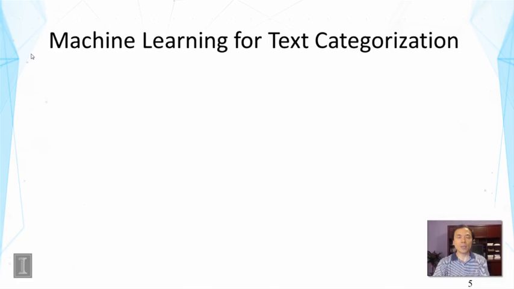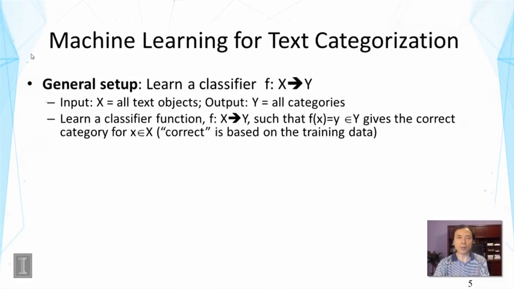to make a judgment. So when we use machine learning for text categorization, we can also talk about the problem in the general setting of supervised learning. So the setup is to learn a classifier to map a value of x into a value of y. Here x is all the text objects and y is a set of categories. So the classifier would take any value in x as input and generate a value in y as output. We hope the output y would be the right category for x. And here correct, of course, is judged based on the training data.